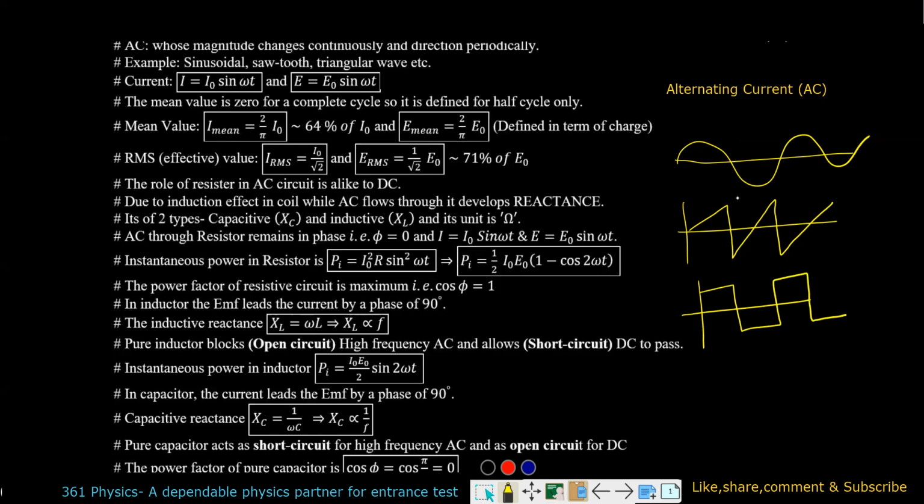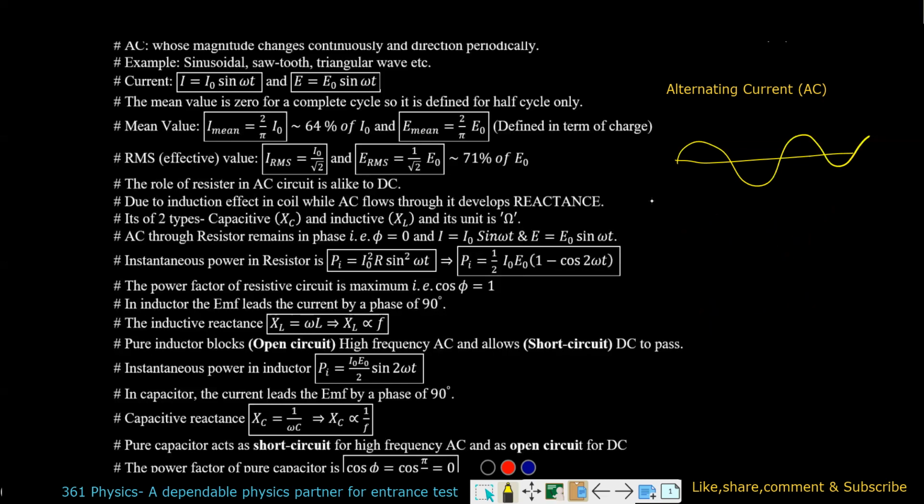Generally, there is a great misconception among students that alternating current always means sinusoidal. It's not so. Sinusoidal is one of the alternating types. If the magnitude changes continuously and the polarity changes periodically in a specific period, then such a type of current is called alternating current. In contrast, direct current means the magnitude and the polarity of the current are constant. This is known to you.